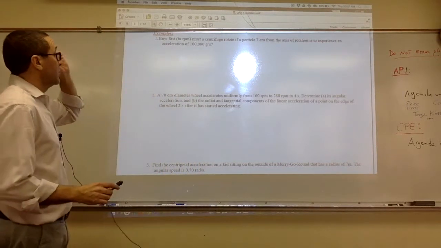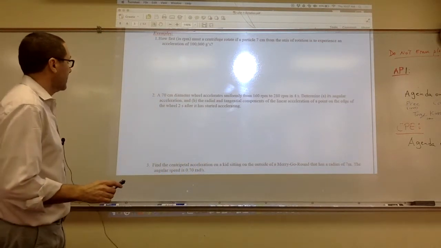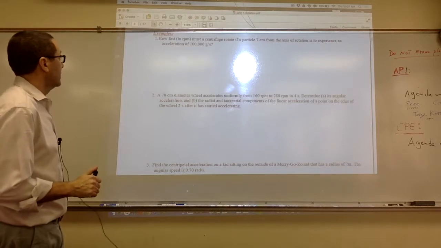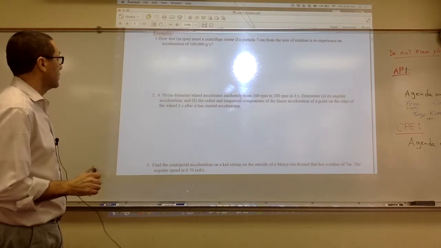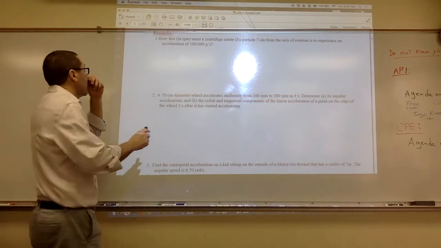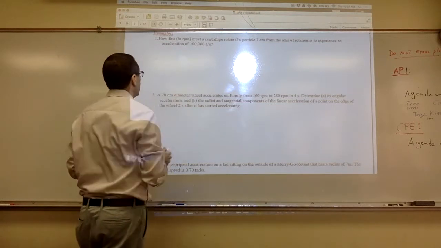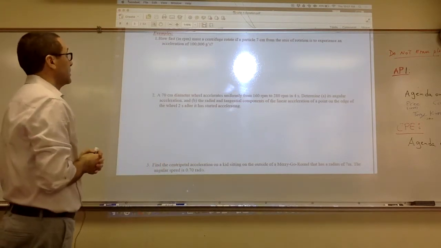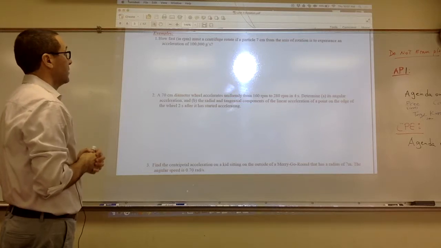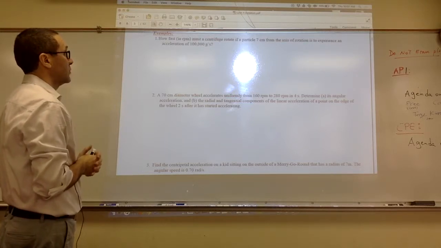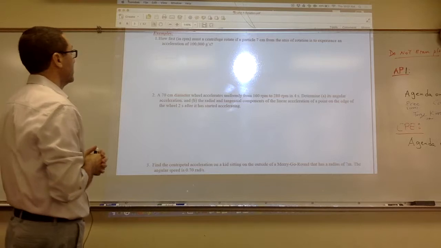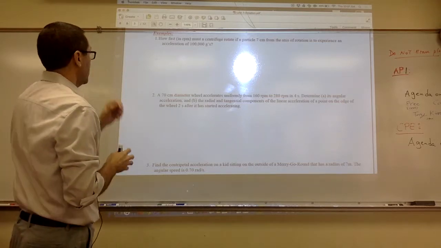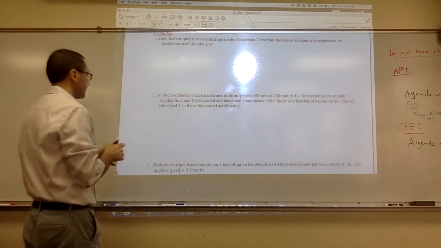All right, in here I'm going to do the answer key to the packet, and I'm going to start with the kinematics, rotational kinematics. So here it says how fast in RPM, meaning revolutions per minute, must a centrifuge rotate if a particle 7 centimeters from the axis of rotation is to experience an acceleration of, was that 100,000 Gs. Okay.